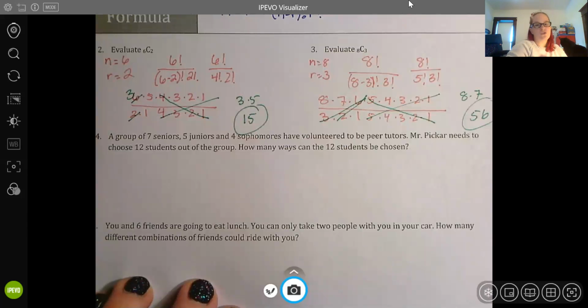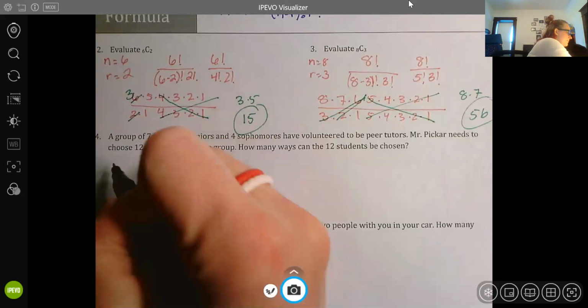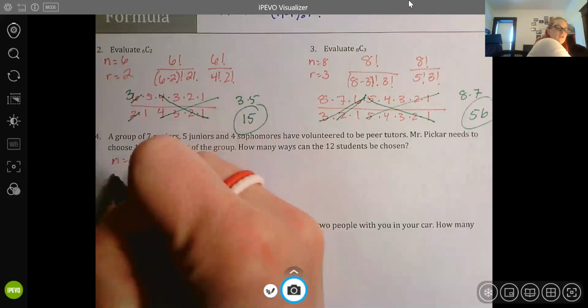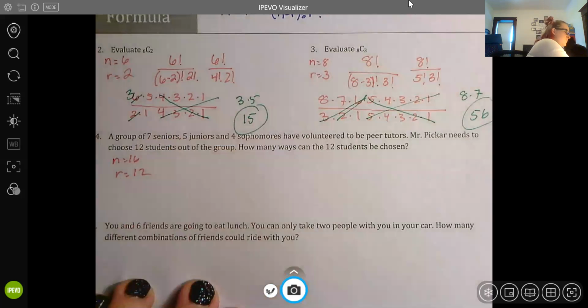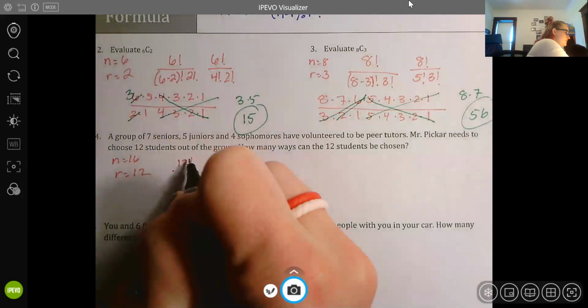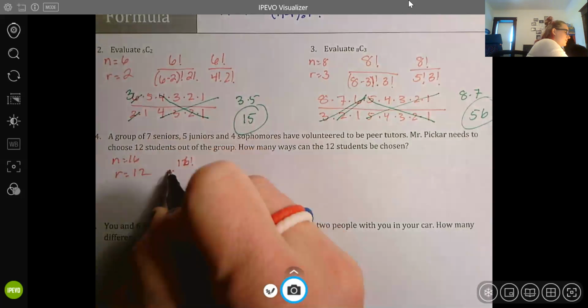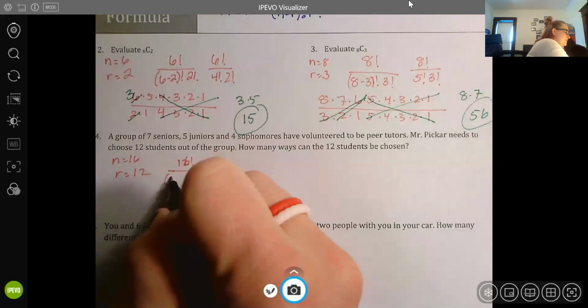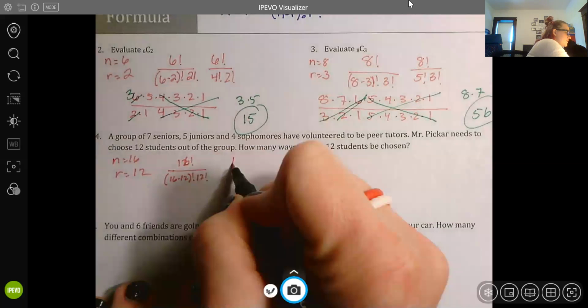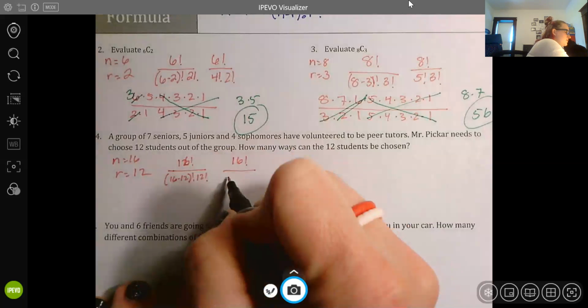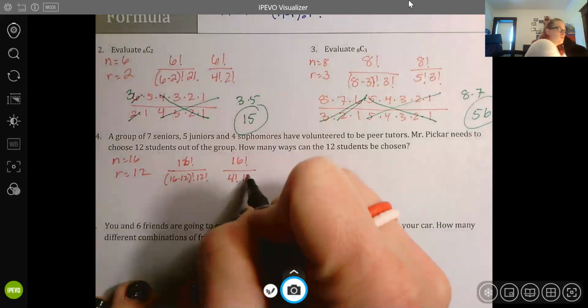So how many total students do I have? 7 plus 5 plus 4 gives me 16 students. That's the N, and we are choosing 12. All right, so I'm going to plug those into the formula. 16 factorial over 16 minus 12 factorial, and then 12 factorial. So 16 factorial, 4 factorial, 12 factorial.